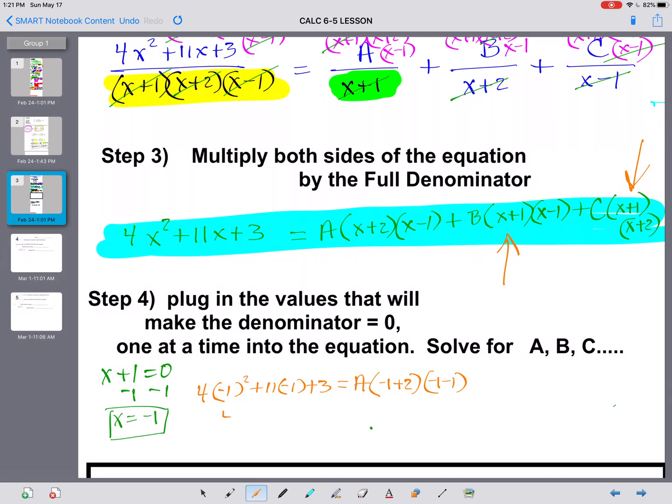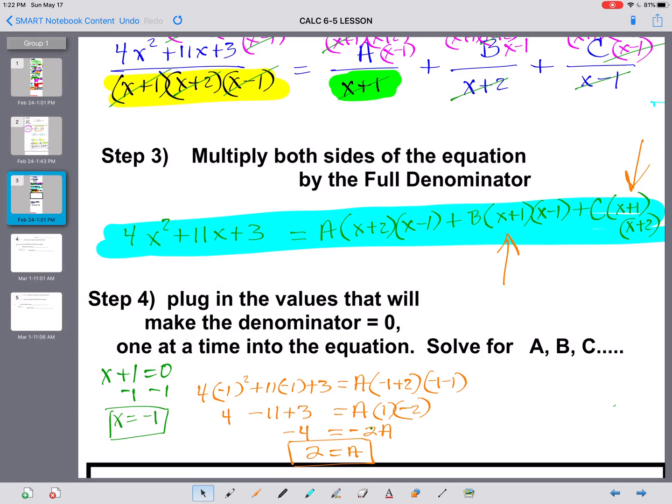Let's go do it. This is 4. This is negative 11 plus 3. This is A times 1 times negative 2. This is going to be negative 4 equals negative 2A. Divide by negative 2 and you get 2 equals A. There's our first letter that we got.